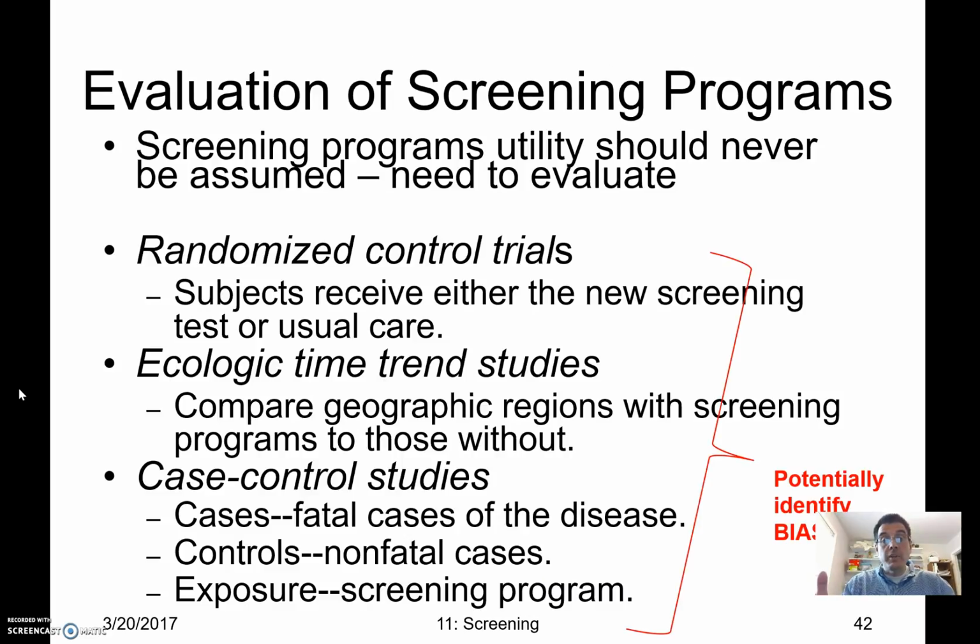In any case, when you look at these types of screening methods, there is the possibility that bias could be introduced. Even though you're trying to run these trials or studies to determine the effectiveness of these screening programs, there is the possibility that bias would be introduced.